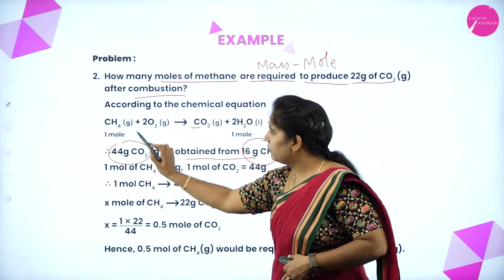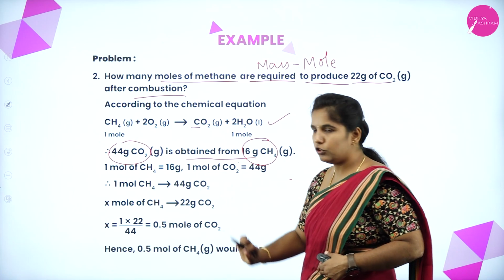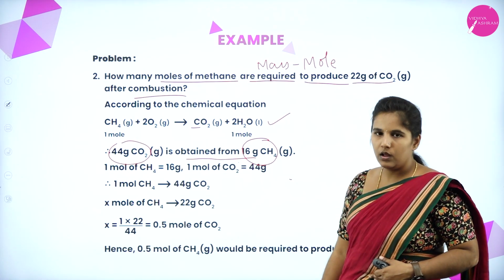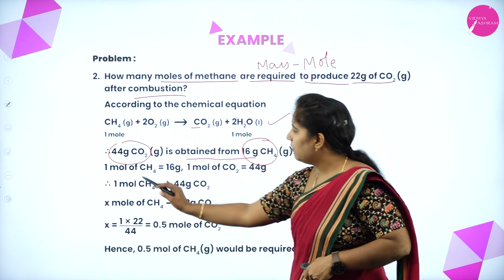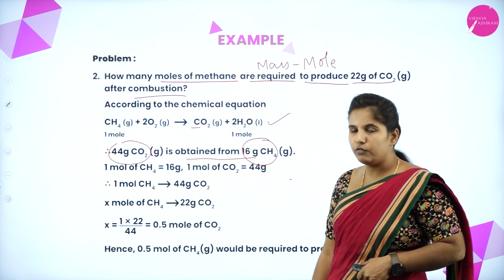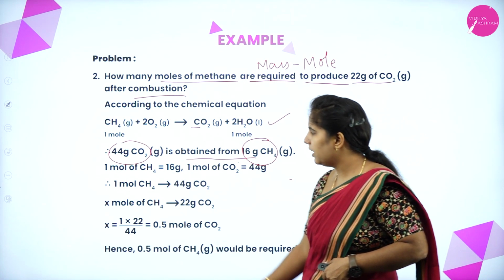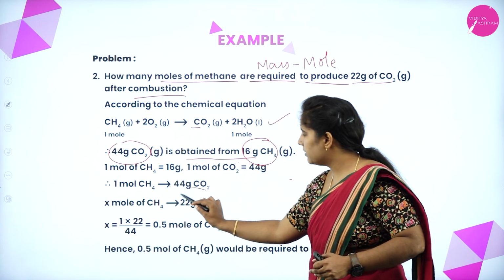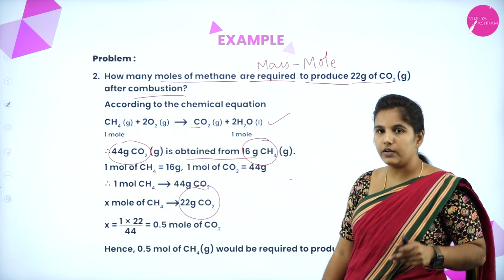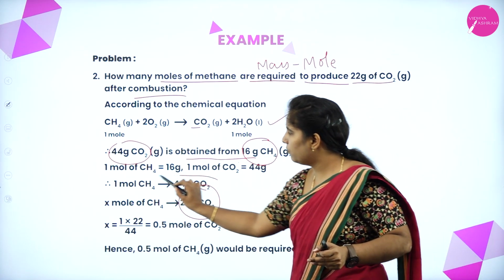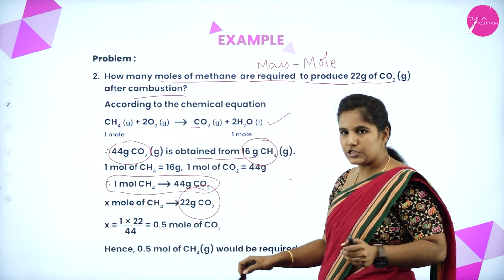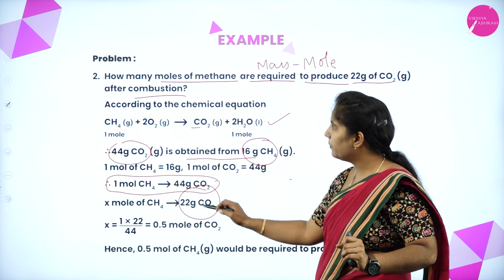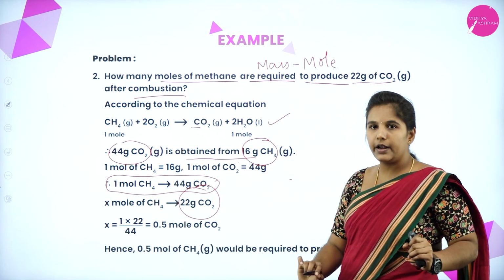Then we know that 1 mole of methane is equal to 16 gram, and 1 mole of carbon dioxide is nothing but 44 gram. So 1 mole of methane gives rise to 44 grams of carbon dioxide, but we need to calculate the x mole of methane which gives rise to 22 grams of carbon dioxide. So this one we know from the equation. But what they are asking is the x mole of methane forming 22 grams of carbon dioxide.